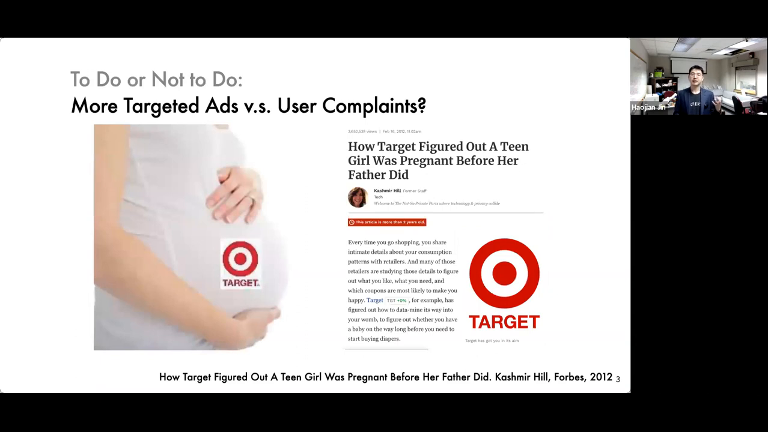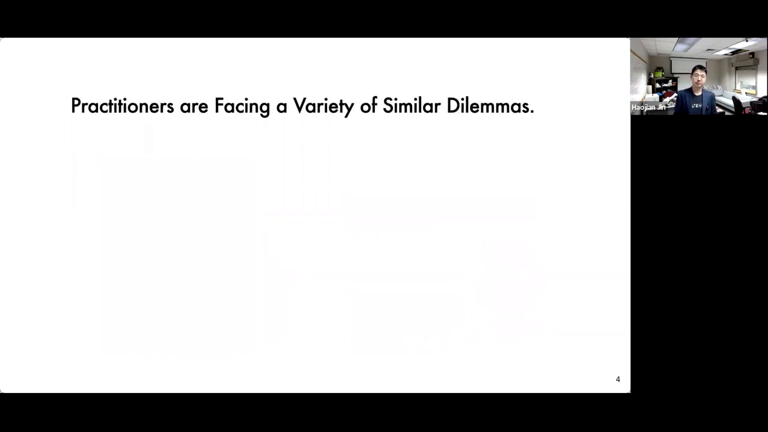Imagine you are a data scientist at Target. You find that you can predict whether a user is pregnant using their purchase history. So how would you use that data? In 2012, Target sent a diaper coupon to a teenager because they believed she was pregnant. The diaper coupon helped the father find out his daughter was actually pregnant. This has become one of the most famous privacy stories and caused many user complaints.